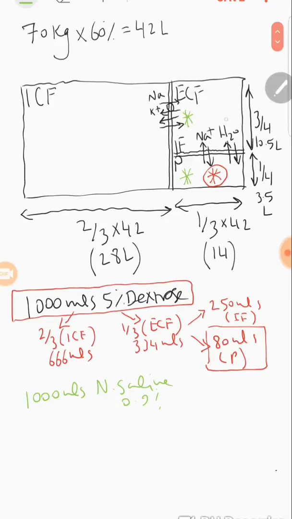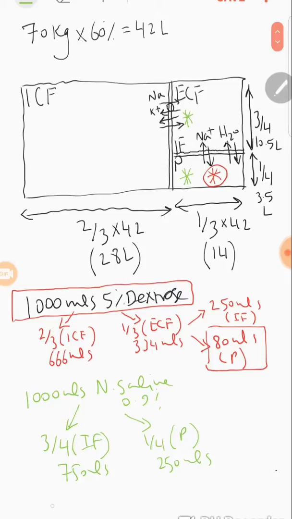So essentially all that fluid that is infused remains in the extracellular fluid, which then means that 3/4 of it goes into the interstitial fluid, which is 750 mils, and 1/4 of that remains in the plasma, which is 250 mils.